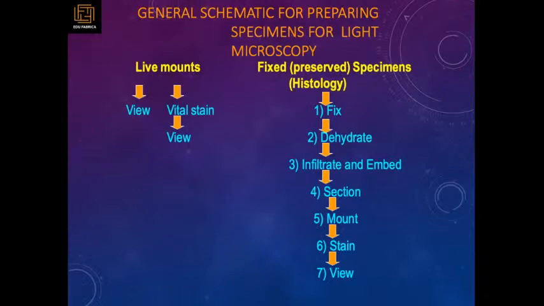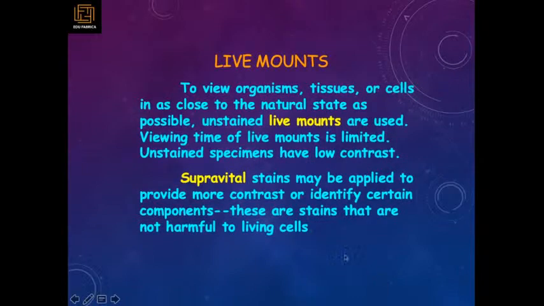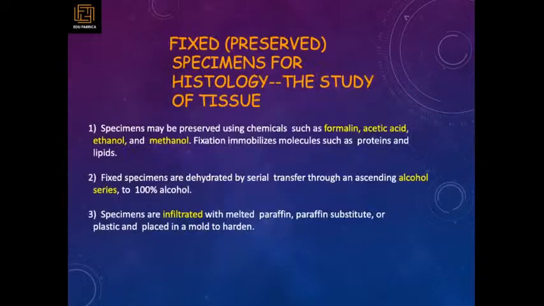So for the general schematic for preparing specimens for light microscopy, you have your live mounts here. You can see the view. Then there's vital stain, then you can view. Then to preserve them, to fix them for histology specimens: first you fix, then remove the water, then embed them, section them, mount them, stain them, and then you can view them. So live mounts are the way of seeing your organisms in low contrast. So, fixed specimens for histology, the study of tissue.